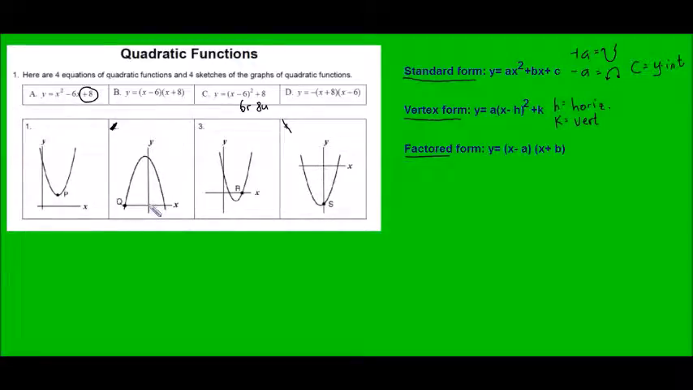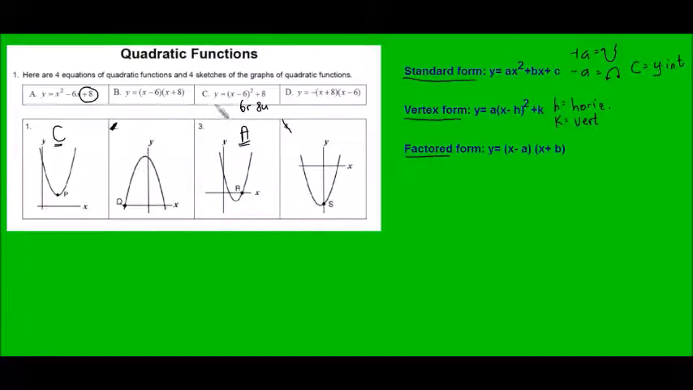This vertex was to the left and then up, so it can't be C. This vertex was to the right and then down, that can't be C. And this vertex was to the left and then down. So the only graph that could be equation C is graph 1. We know that for sure. Well, that tells me equation A could have been graph 1 or graph 3. Well, now equation A has to be the only one that matches now, graph 3.